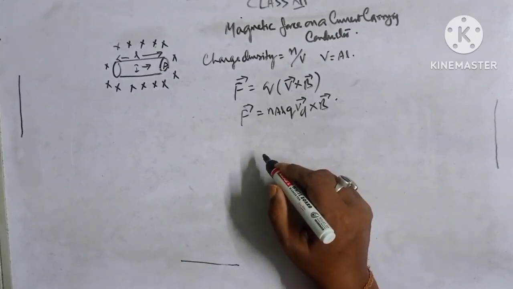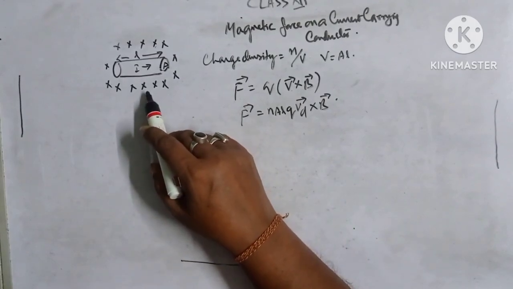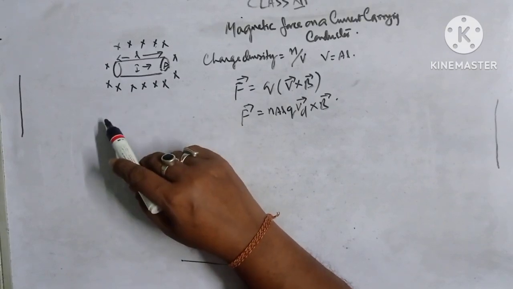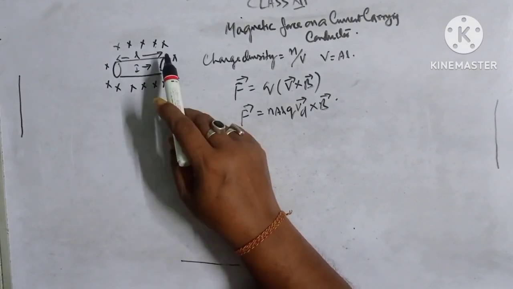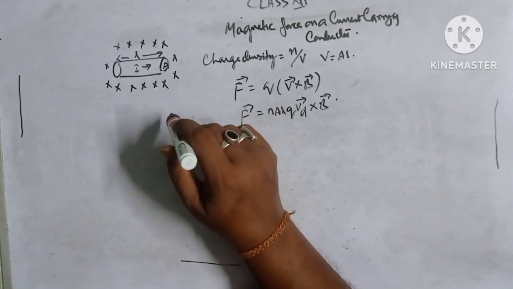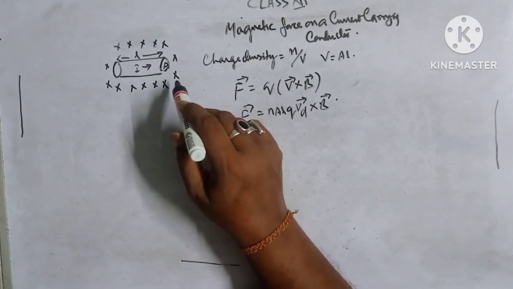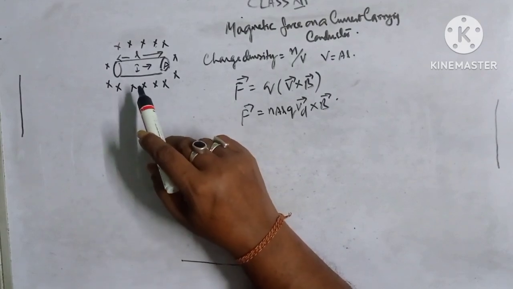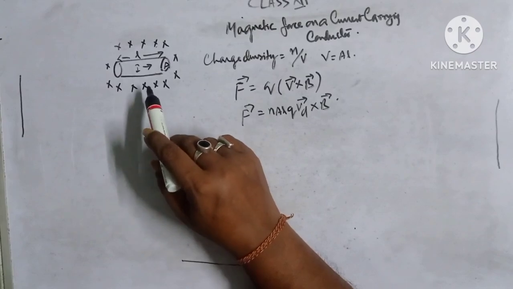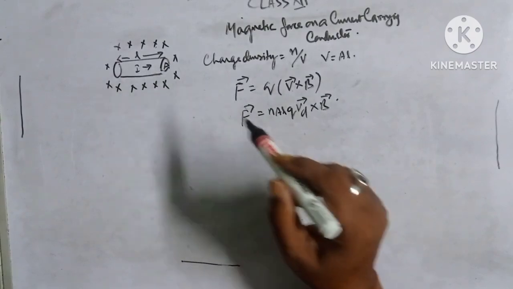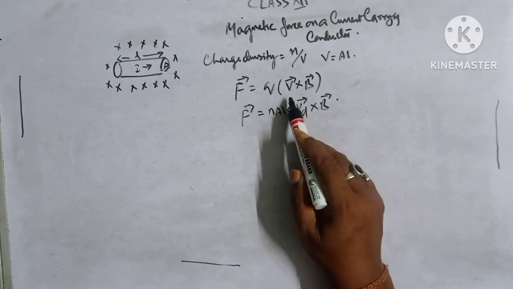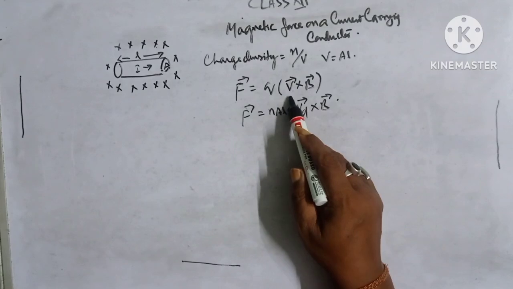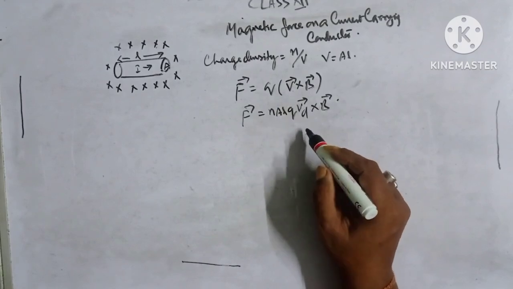So here you see that we are taking a conductor of cross sectional area A and length L, and current I is flowing through it, and it is placed in a magnetic field. The magnetic field is into the plane of the paper. This cross means into the plane of the paper. Here the charge means current is flowing through it, and the velocity of the charge, that is the velocity of the electron, is the drift velocity.